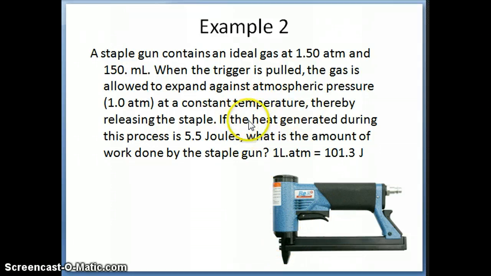Now, the question is, if the heat generated during this process is 5.5 joules, what's the amount of work done by the staple gun? And here you have that conversion factor again, which is 1 liter atmosphere is equal to 101.3 joules. Remember that we had that earlier as well, but in that case we were using the 2 units of the gas constant, but if you were to calculate it, you'd get this number.